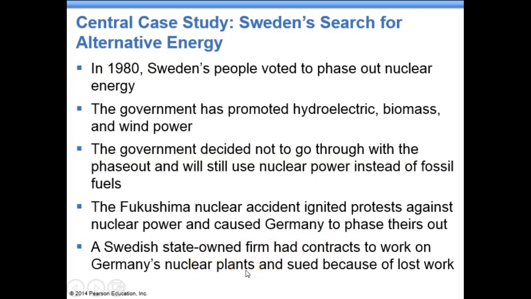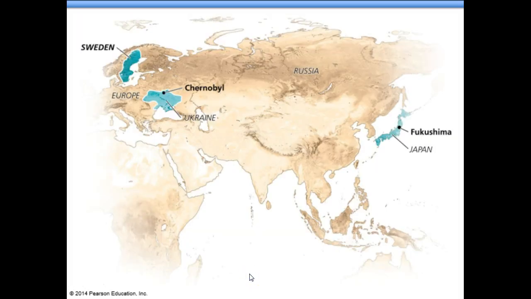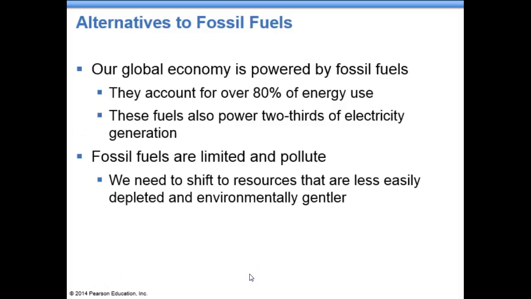Okay, so this slide deals with the central case study. I'm going to ask you to read that on your own as well. This shows you where Chernobyl is located, which the case study talks about, so please make sure you look this over. And this is where we're going to start. We're going to talk about alternatives and where we are.